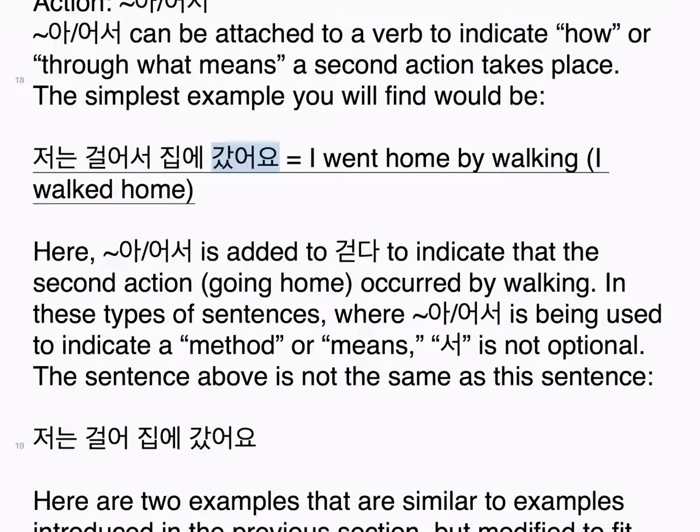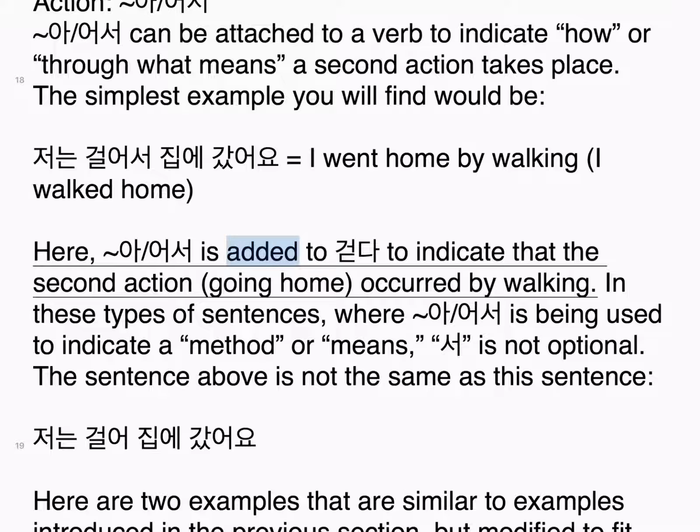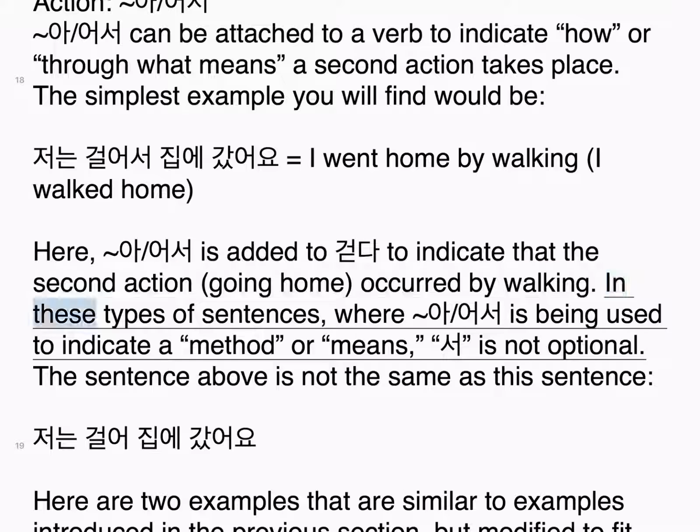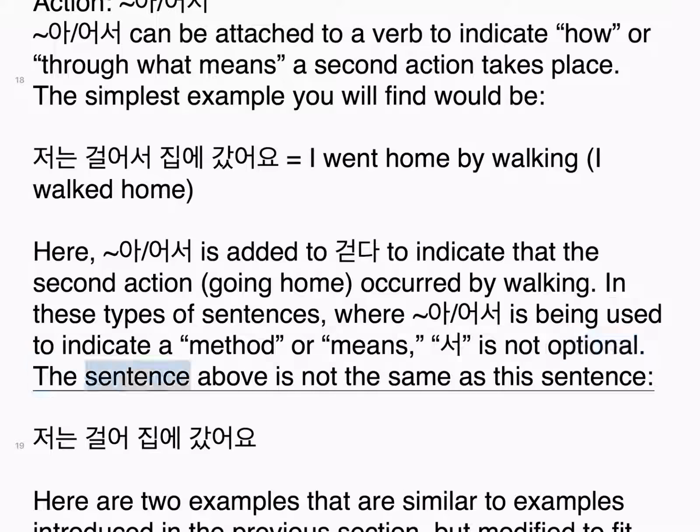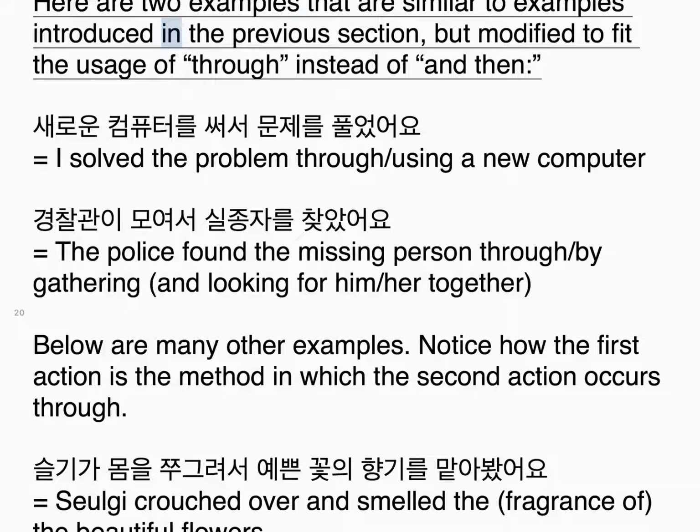I walked home. Here 어서 is added to 걷다 to indicate that the second action, going home, occurred by walking. In these types of sentences, where 어서 is being used to indicate a method or means, 서 is not optional. The sentence above is not the same as this sentence: 저는 걸어 집에 갔어요. Here are two examples that are similar to examples introduced in the previous section, but modified to fit the usage of through instead of and then.